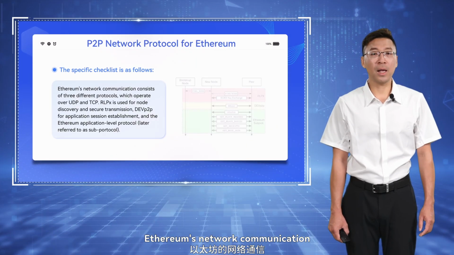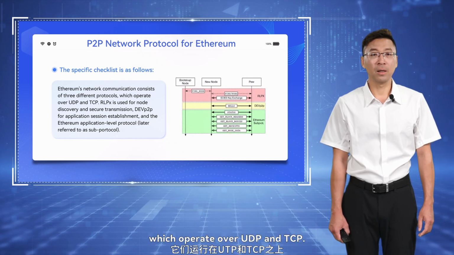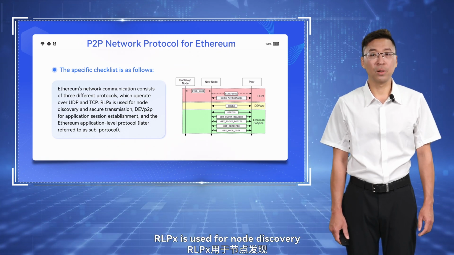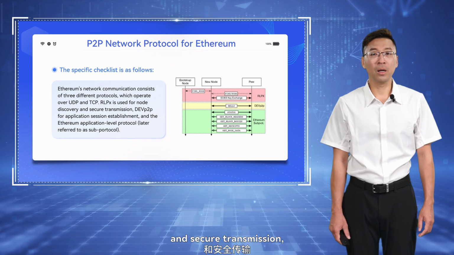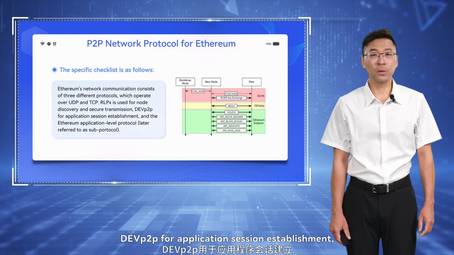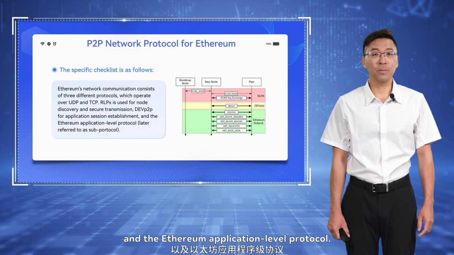Ethereum's network communication consists of 3 different protocols, which operate over UDP and TCP. RLPx is used for node discovery and secure transmission, DEVp2p for application session establishment, and the Ethereum application level protocol.